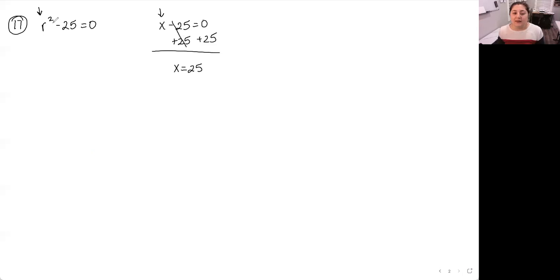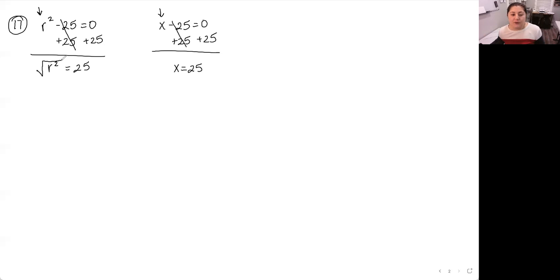So here, this r to the second power is going to be the same exact thing. We're going to start off and add 25 to both sides, okay? So far, we haven't done anything different. But here we have r to the second power equals 25. R to the second power means I have r times r. So I'm taking one number and multiplying it by itself to get 25.